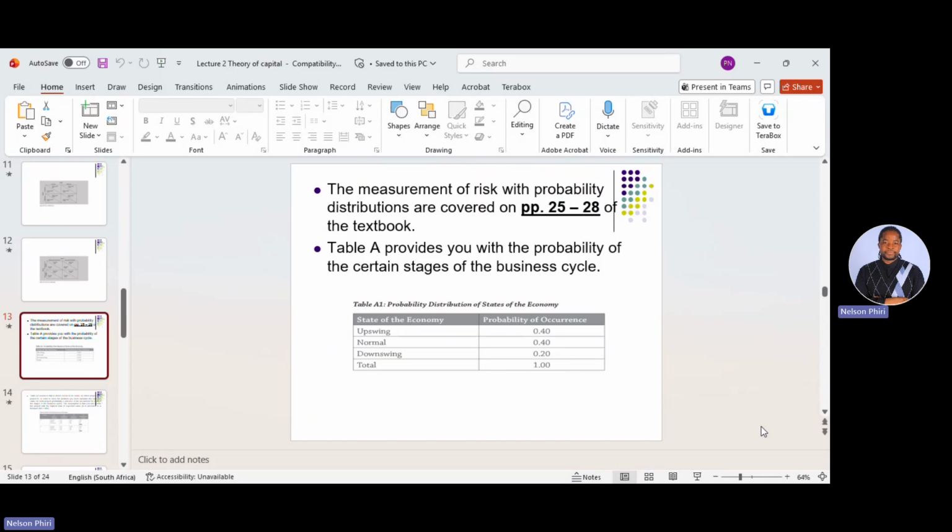So in this particular situation, you are given the state of the economy. You're given the probability of occurrence of the states of the economy. There's a 40% chance that there's going to be an upswing, which is 0.4. There's a 40% chance that it's going to be a normal state of economy, and a downswing of 20%, which adds up to 1. So we want to use the states of outcome to calculate the expected return.